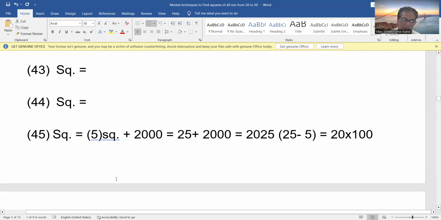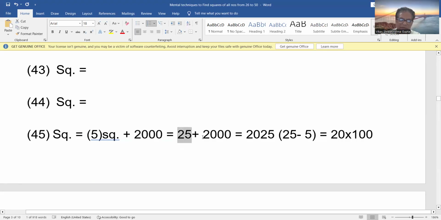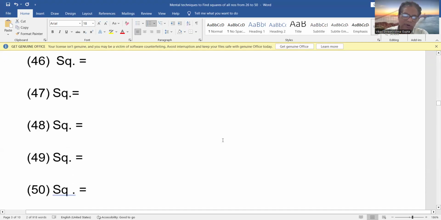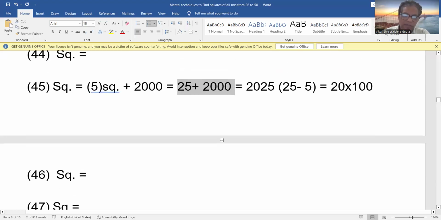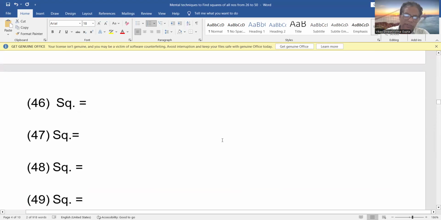Say 45 square. 45 is 20 ahead of 25. So I go 20 steps back. I get the number 5. 5 square plus 20 into 100. That is 2000. So 2000 plus 25, and my answer will be 2025. In this way, you can find all the numbers starting from 26 up to number 50. These I have shown for you. You have to find the answers of all these squares.